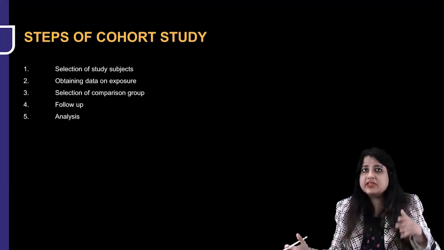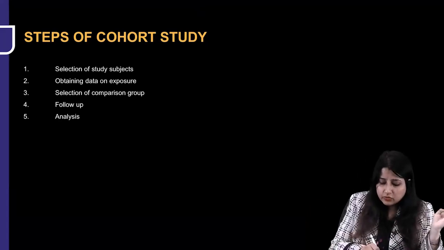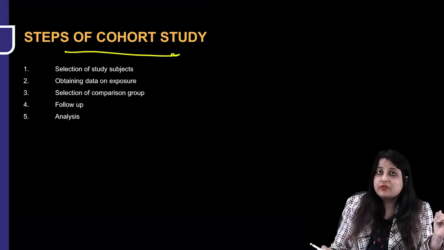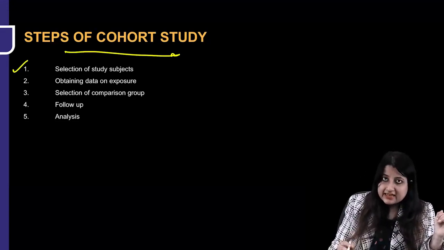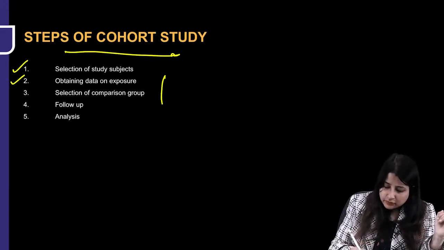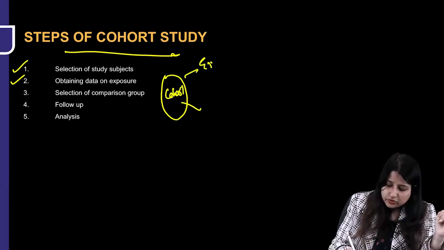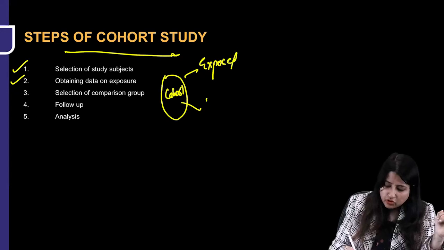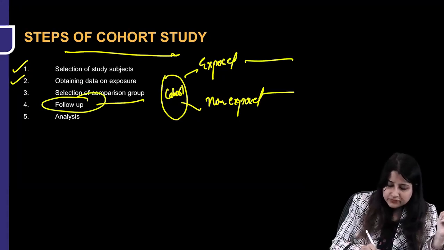Okay, before we go to the types of cohort study, I just want you to also notice the steps of cohort study. You select the study subjects, you obtain data on exposure. So this was my cohort. We obtain data on exposure, that means exposed, non-exposed. So my comparison group here is non-exposed. The important buzzword is follow-up.